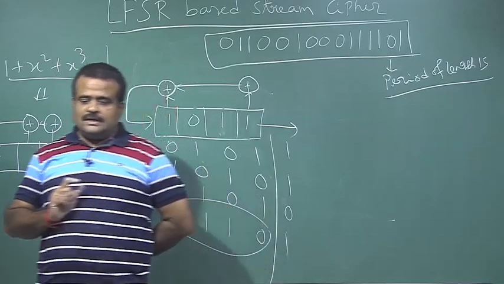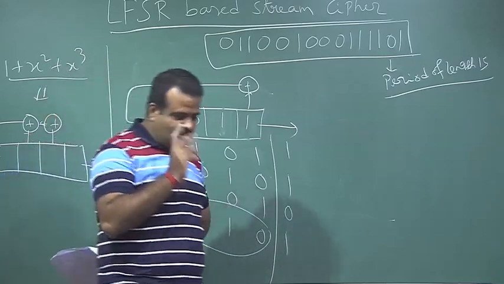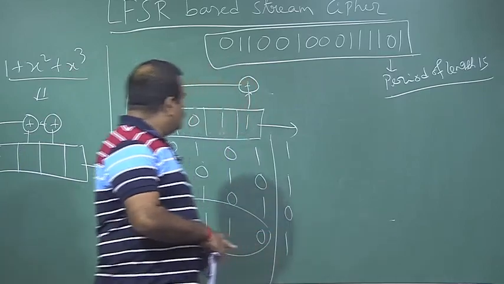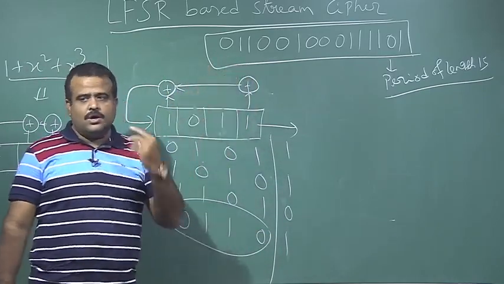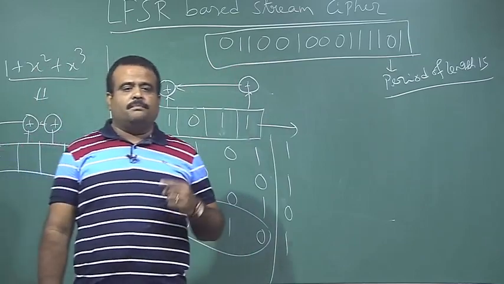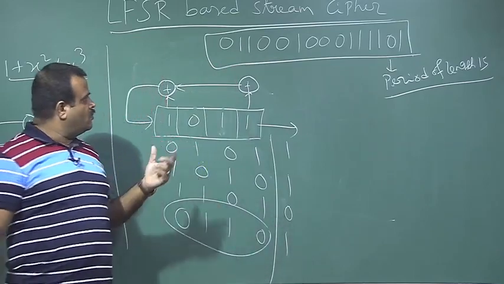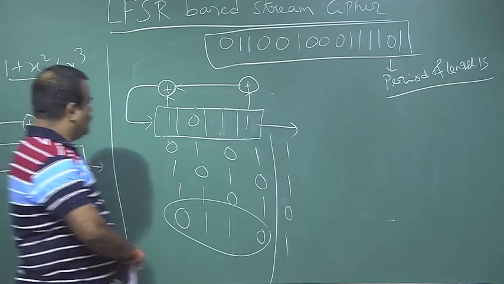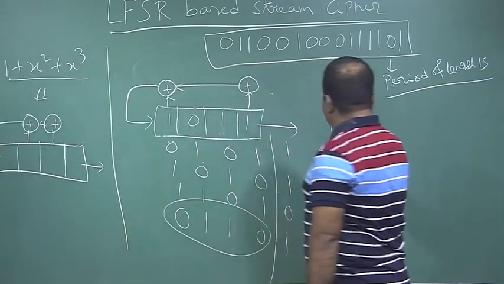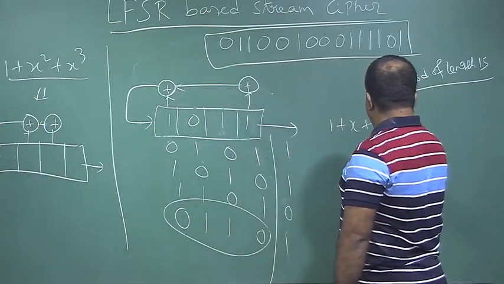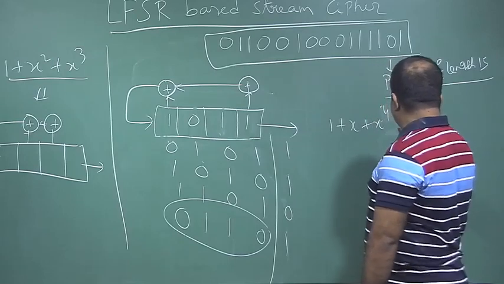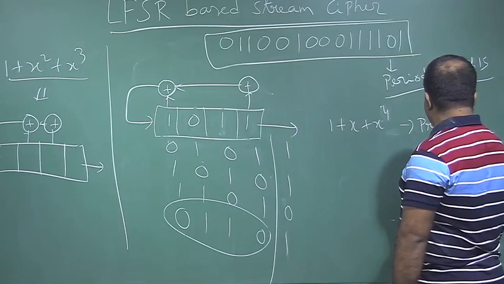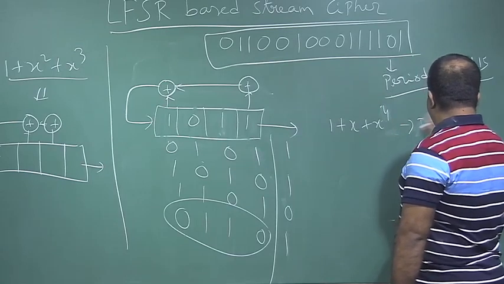So, the conclusion is, LFSR is giving a good sequence. So, LFSR is a good pseudo random bit generator provided we choose the polynomial to be a good polynomial. So, here the polynomial is basically this. So, we discuss this when we talk about the mathematics of this course. This is what is called a primitive polynomial.